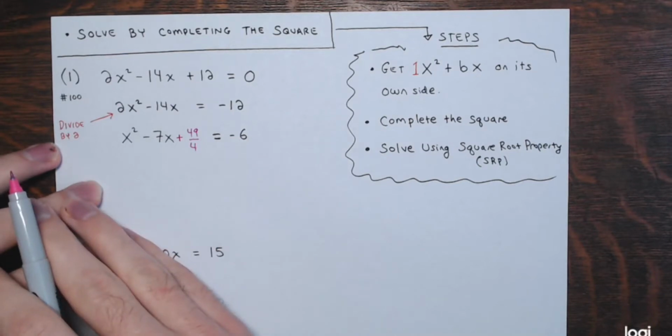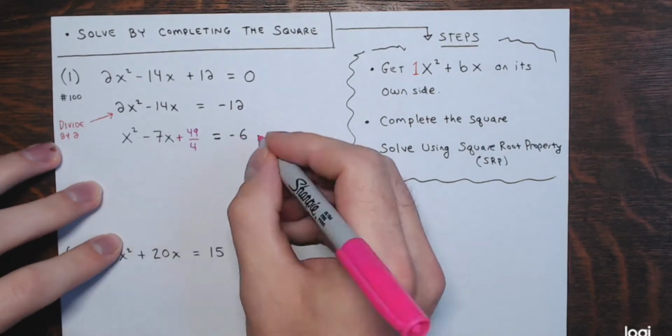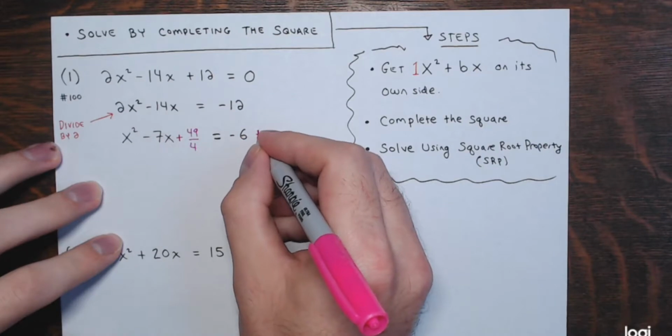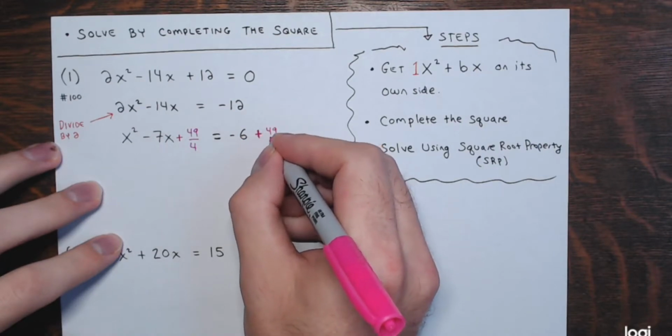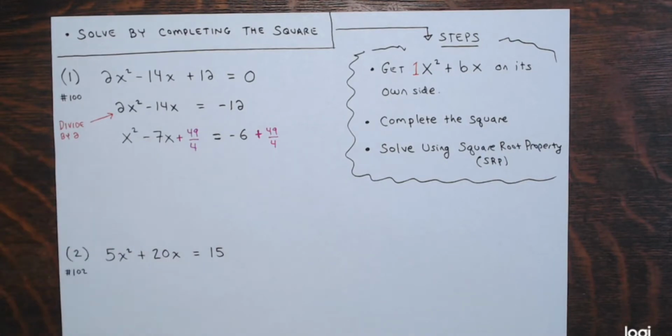Now, don't forget it's an equation. When I add the 49 fourths to complete the square on the left side, you must also add 49 fourths to the right side. Right? You can't just add something to one side and not the other. You got to keep it balanced.